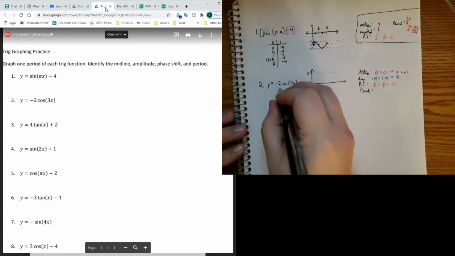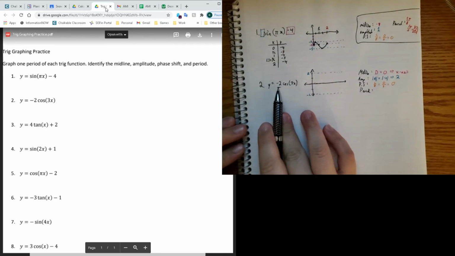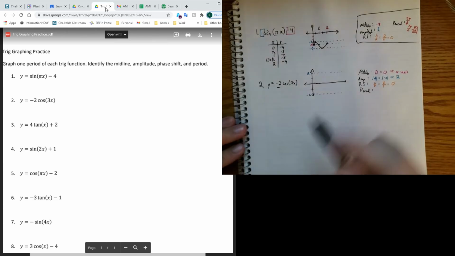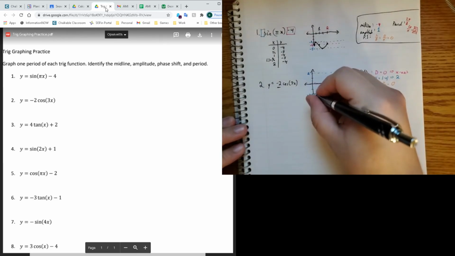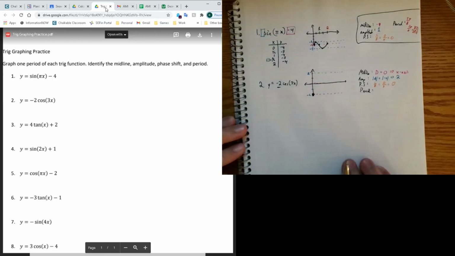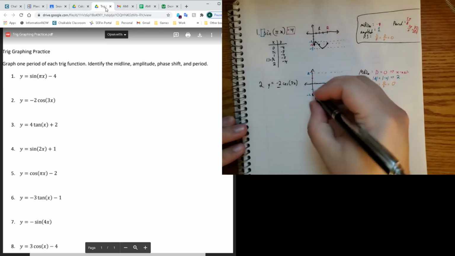But what's important to note here is this negative value out front. Because it is a negative 2, this tells me that rather than starting on the top amplitude, it's going to start on the bottom amplitude, which means that my first dot is going to go right there. So pretty.